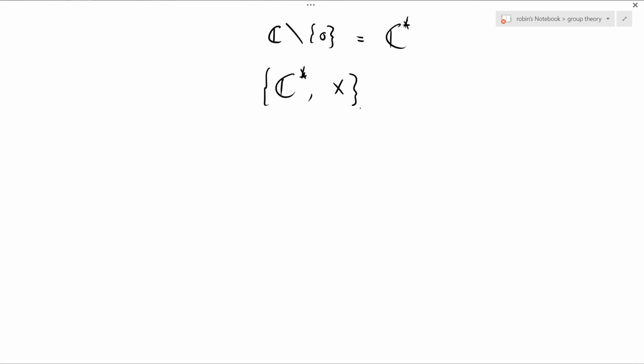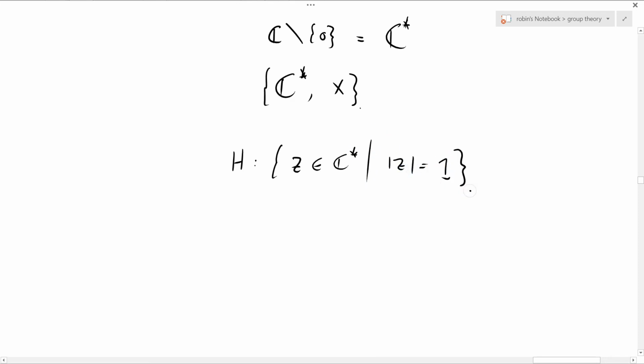So this is a group, I think we've seen it before, but I'm going to consider the subgroup H, which is complex numbers Z, non-zero complex numbers Z, such that mod Z equals 1. I'm going to show you how that forms a subgroup of the complex numbers under multiplication.